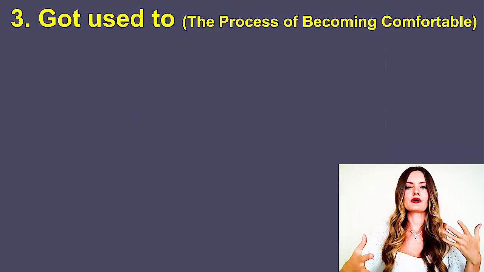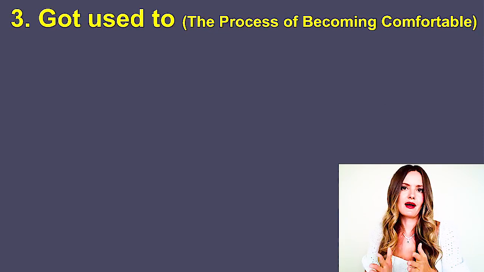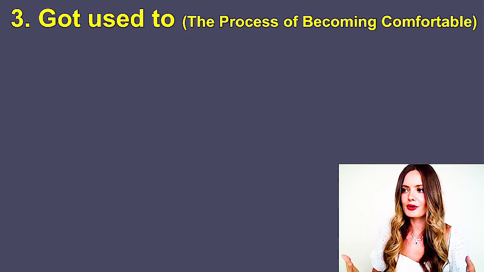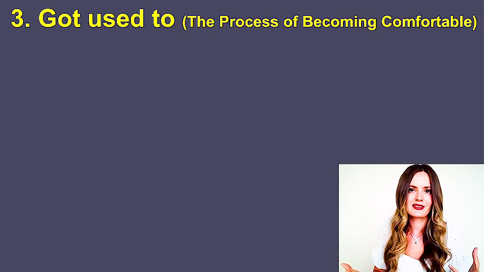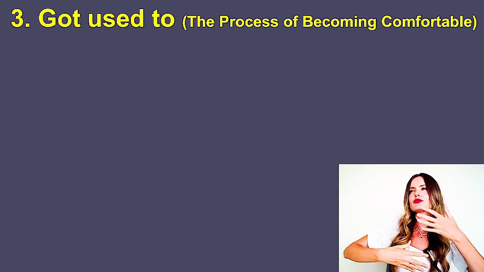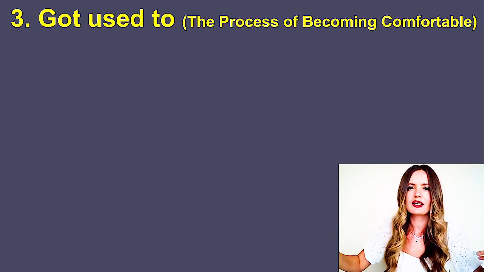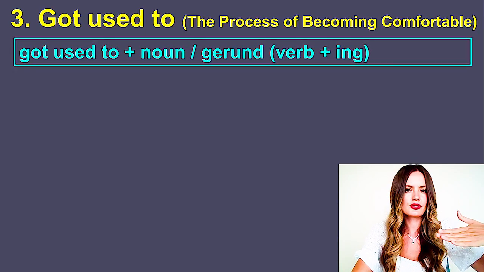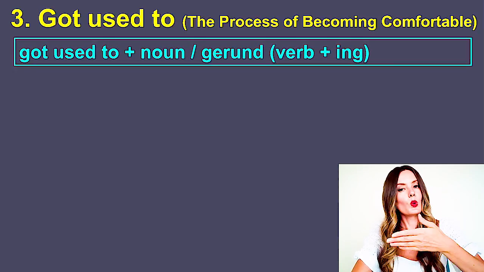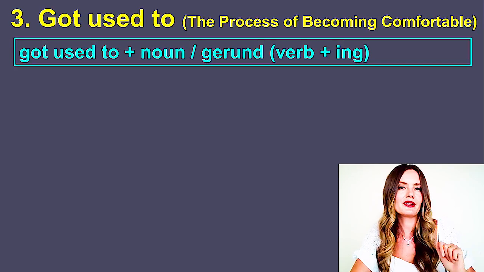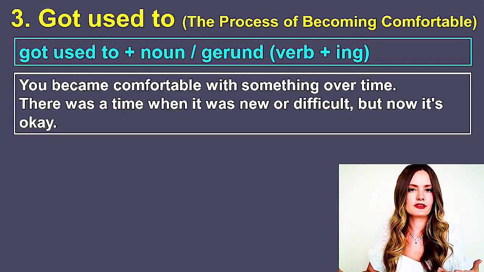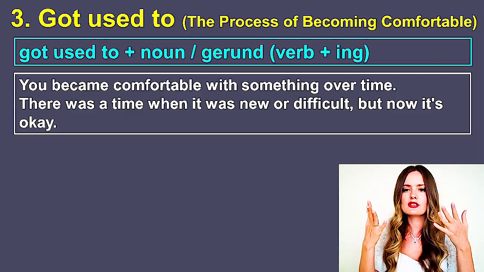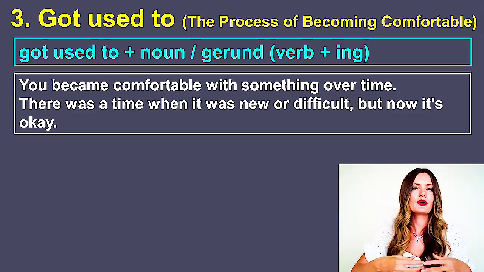Got used to describes the process of becoming comfortable. When we use am used to, is used to, are used to, you are comfortable at the moment. But when you want to describe this process of becoming comfortable, you should use got used to. To form a sentence, you need to have got used to plus a noun or gerund, which is the verb with ing. You became comfortable with something over time. There was a time when it was new or difficult, but now it's okay.